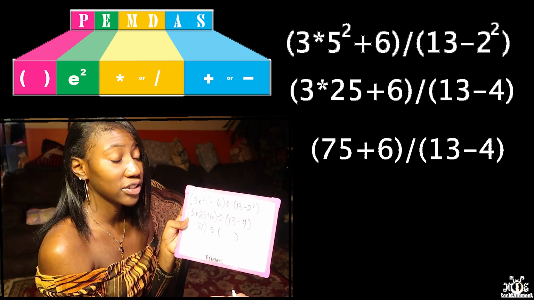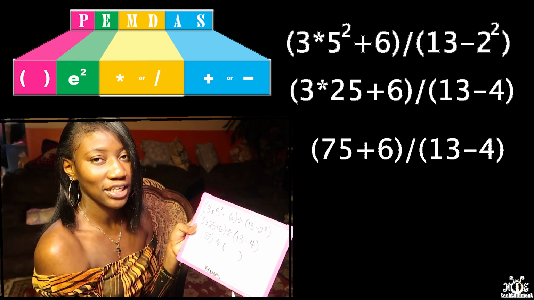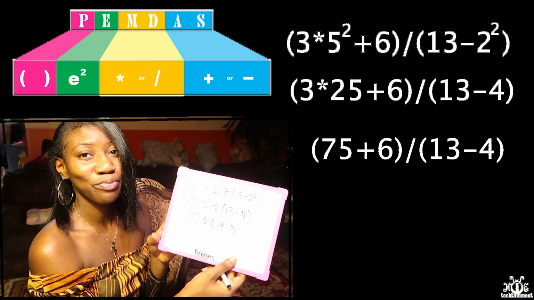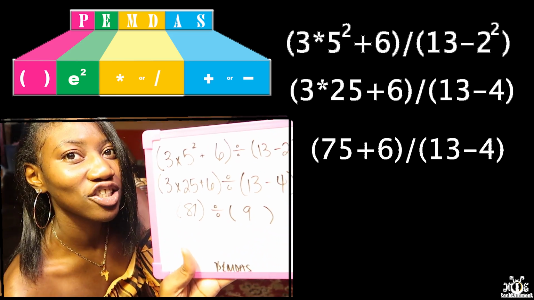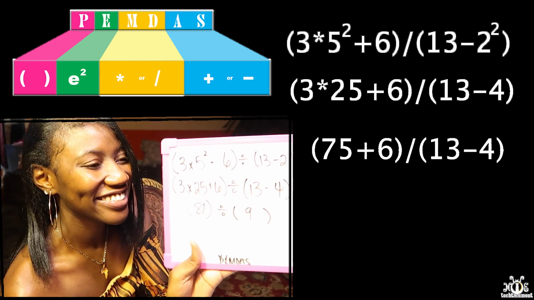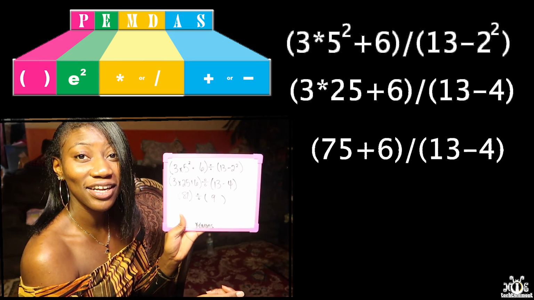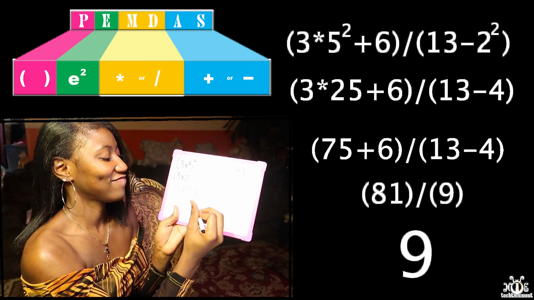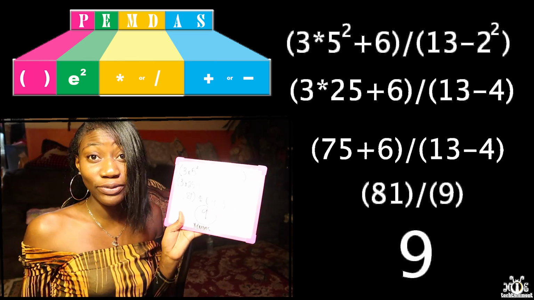So 81 divided by 13 minus 4. 13 minus 4 is 9. And then we have a pretty simple equation now, right? This is not the neatest of my handwriting, but it's here, okay? So 81 divided by 9 is, there you go, 9. Okay, and that's how we do PEMDAS.